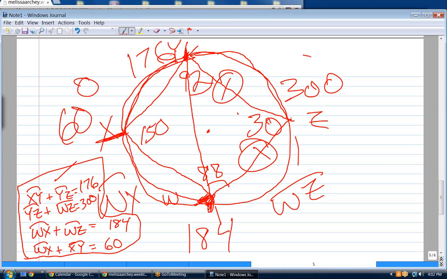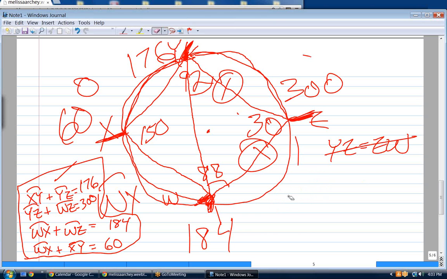Which makes YZ equal to ZW. Has to be. YZ has to be equal to ZW, and since the whole thing is 300, they're both 150. So this is 150. I didn't need all these simultaneous equations.